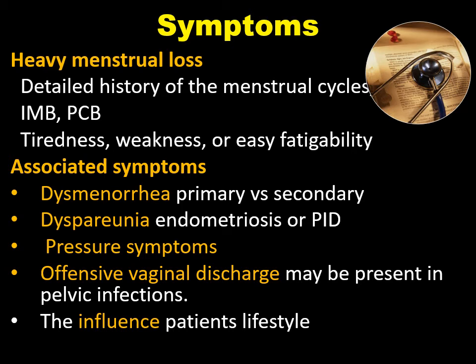Compare the current cycle to previous menstrual cycles. Always ask about intermenstrual bleeding and postcoital bleeding, and ask about symptoms of anemia that reflect the severity of the bleeding. Other associated symptoms that may help you with your differential diagnosis are dysmenorrhea, congestive dysmenorrhea as in cases of fibroids, secondary dysmenorrhea, dyspareunia. Usually we're talking about deep dyspareunia. Pressure symptoms, as in case of fibroids. Usually women may have urinary or bowel symptoms.